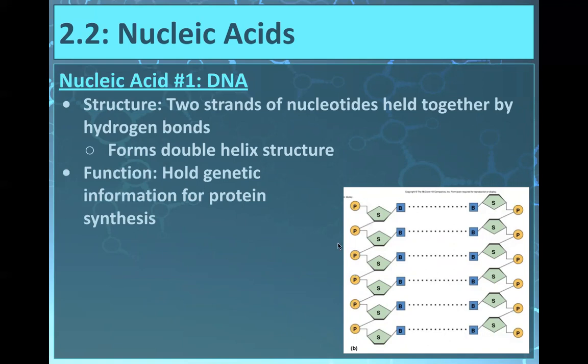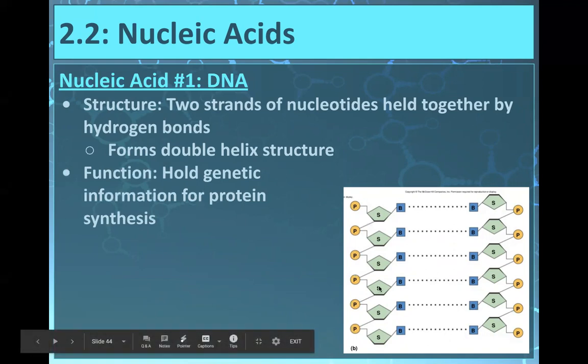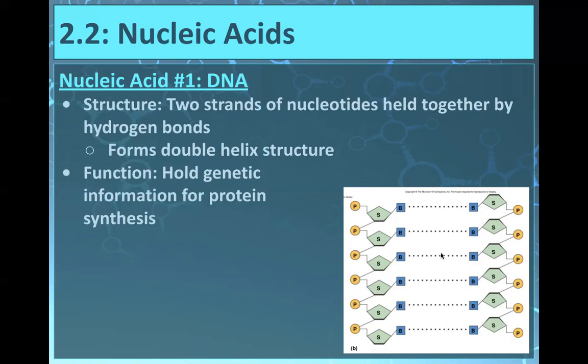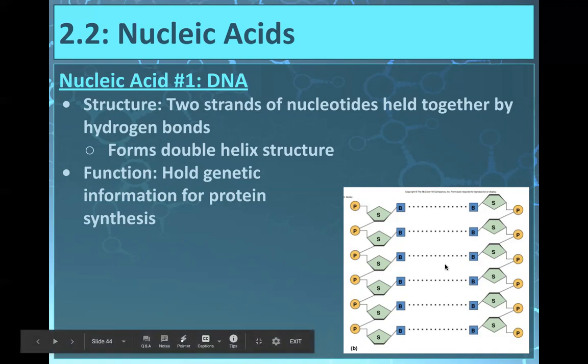The function of DNA is to hold genetic information. So your DNA is essentially the library of instructions for building proteins in your cells. Through processes called transcription and translation, this information will be converted into building proteins.